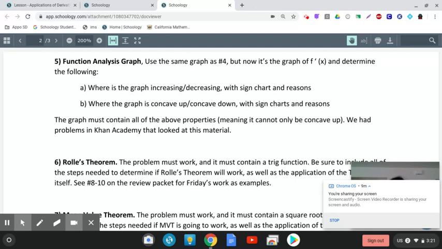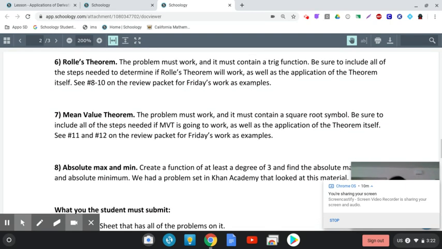And I'm not expecting picture perfect graphs, but it should be kind of like what we did for Khan Academy, where you have the graph and you can tell me increasing, decreasing intervals based off interpreting positive or negative outputs for the function itself. And if you're not sure, again, just ask, because it's not that bad.